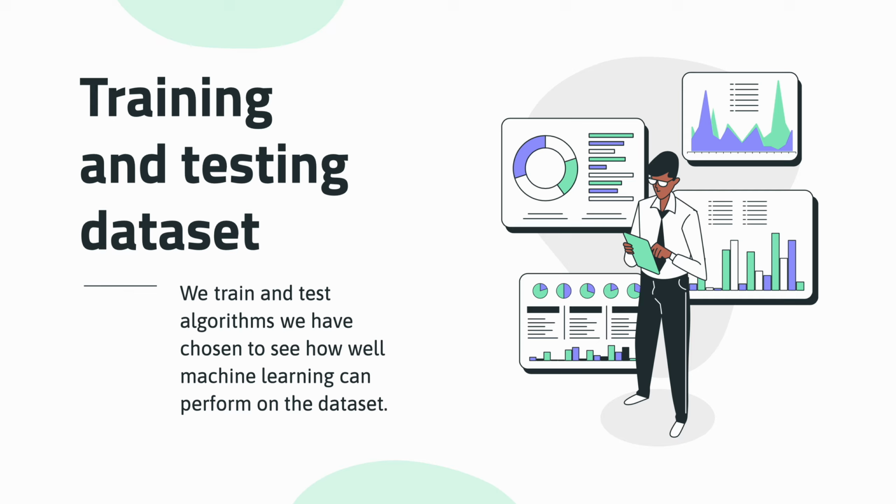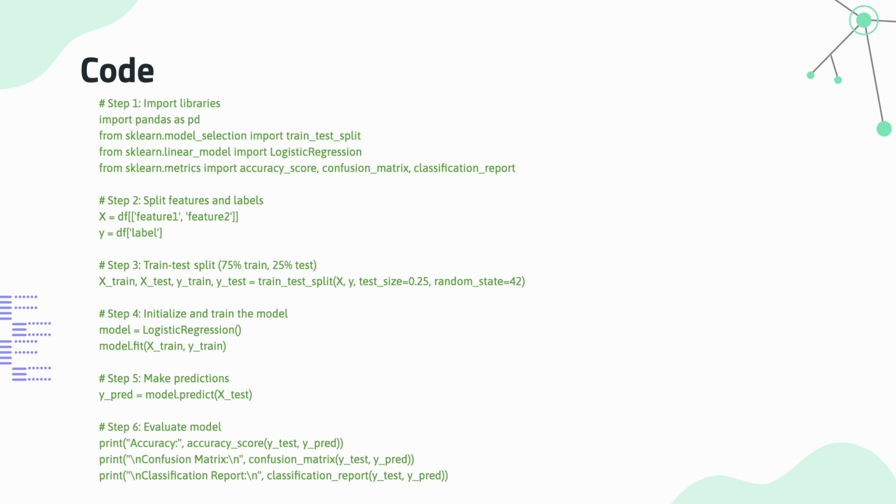The majority of the data should be going to training so the model can learn that data set and learn the actual patterns so it can do better on the testing data set, the unseen data. So we train and test algorithms we have chosen to see how well machine learning can perform on that data set. Okay, so the code for train test split is a little bit long, but it's all very important.